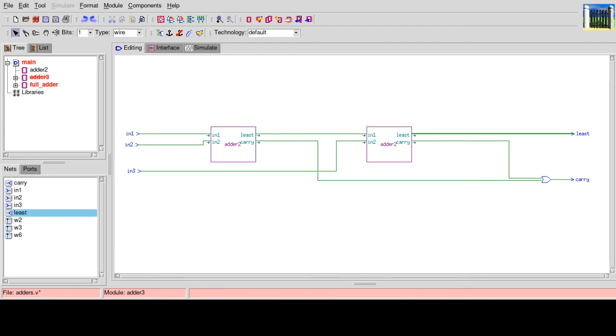Okay, and then you've got these two carries, a carry from the first addition and a carry from the second addition, like that, and you feed them through the OR gate like that, and you get your overall carry. This is the circuit that I just built for you using logic.ly.